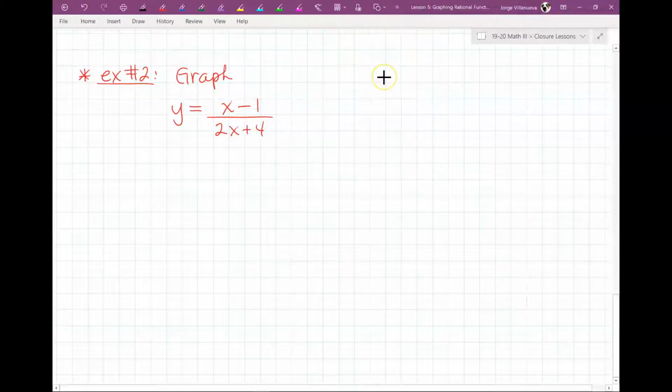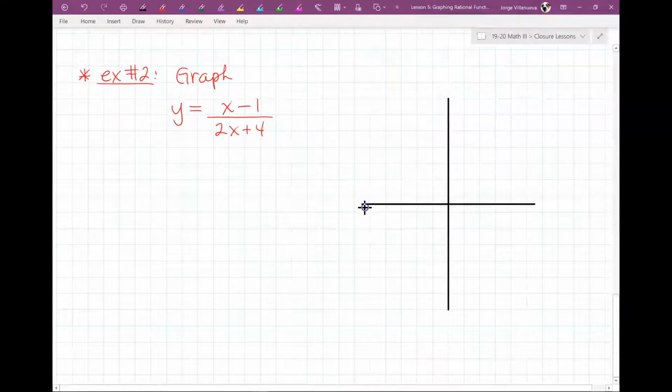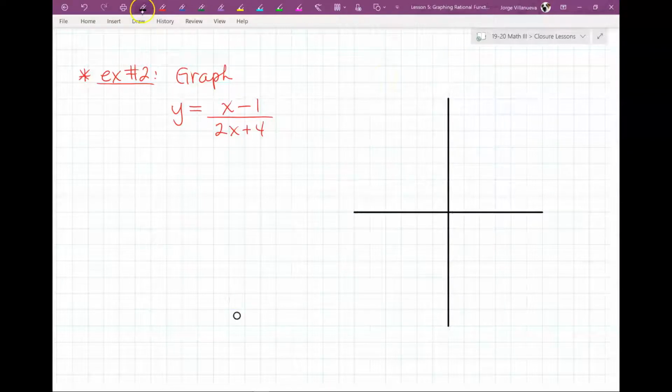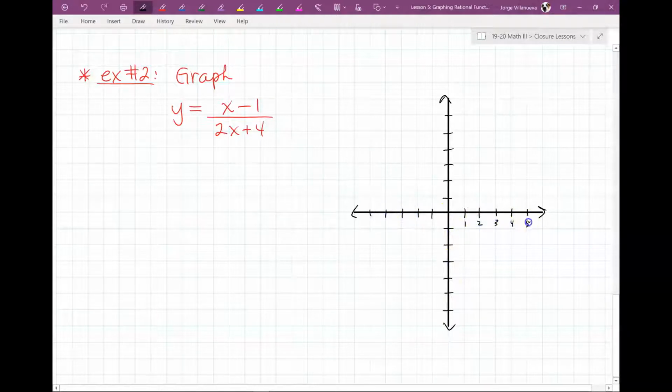I'm going to draw a graph over here. Let me just create my tick marks here. This is 1, 2, 3, 4, 5. 1, 2, 3, 4, 5, 6. Now we're going to start off just like we did last time, with our x-intercept.